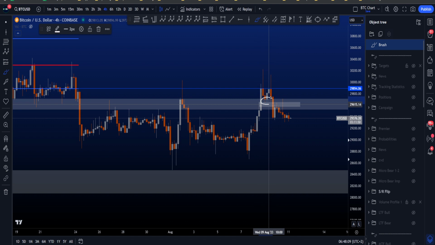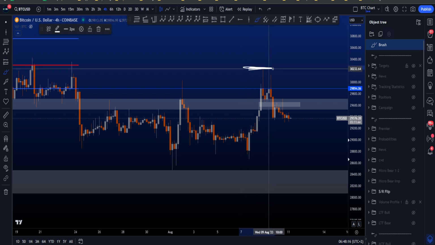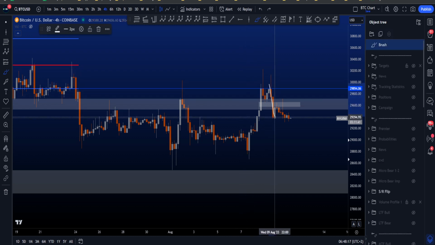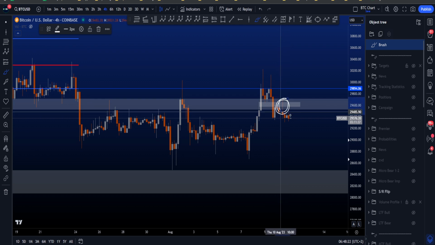However, after retesting over here the white box, the support resistance flip, and moving up, price was never able to take this high. That's a red sign, and now it moved below the support resistance flip over here. One can argue it retested it already.